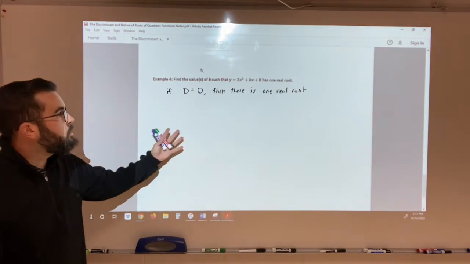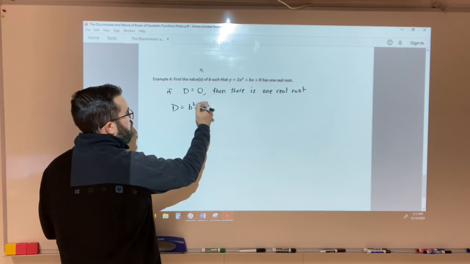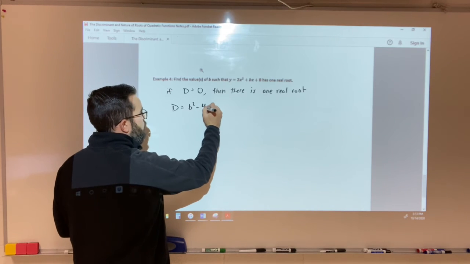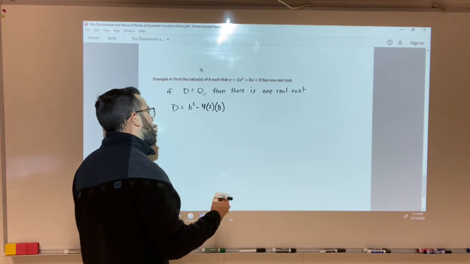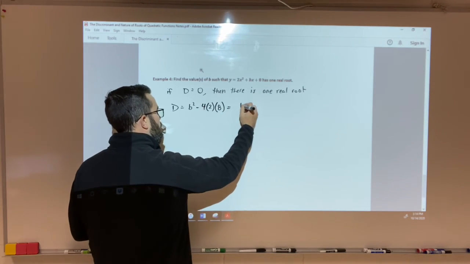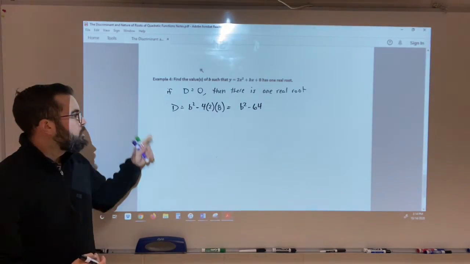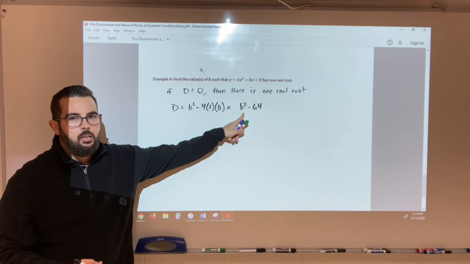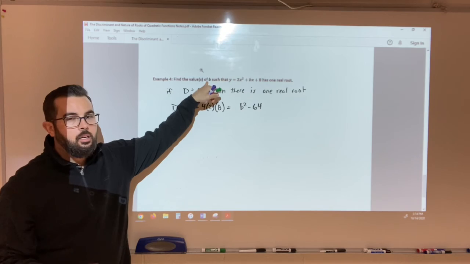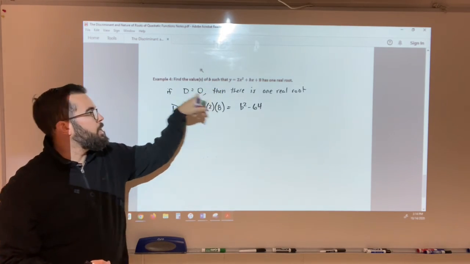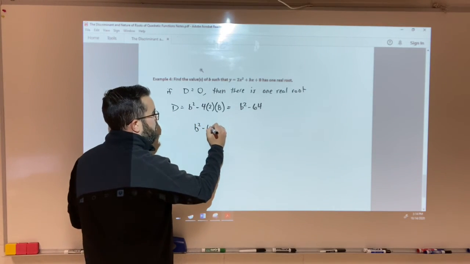All right, so I need to see what the discriminant is. In this case, the discriminant is equal to b squared minus 4 times a times c, which, simplifying a bit, I get b squared minus 64. So that's the discriminant in terms of b, and b is our unknown because that's what the question's asking for, the values of b. So we know that this discriminant has to equal 0 if there's going to be one real root. So we have b squared minus 64 equals 0.